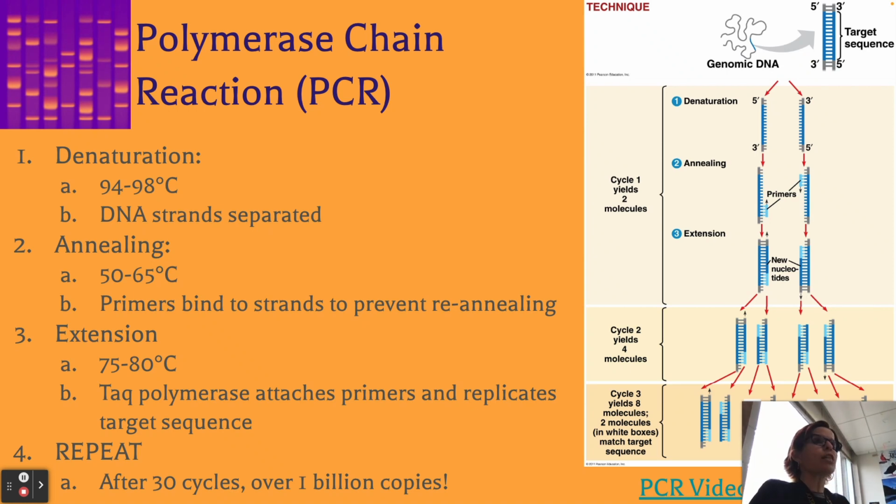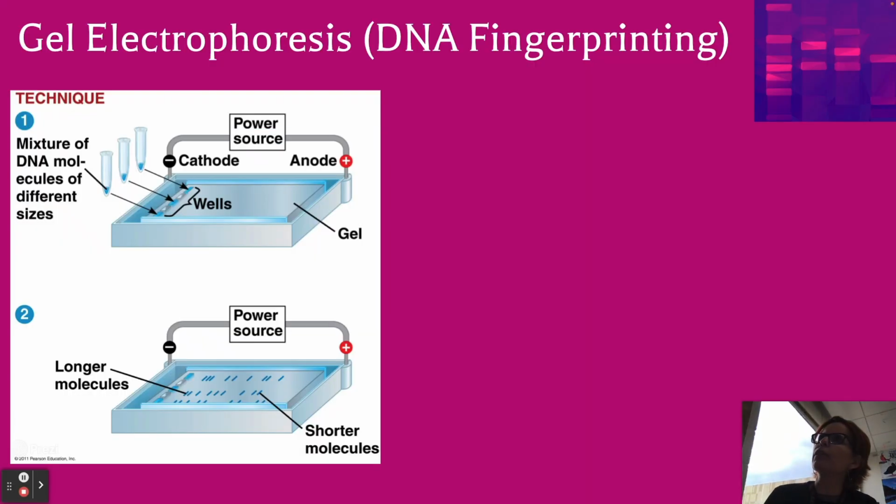Or if it's a gene of interest, let's say we've been working for 20 years to isolate the gene for insulin or the gene for human growth hormone, and we've got this one copy of it, we throw it in a PCR machine, and an hour later we have 1 billion copies of it. That's really great. Now we can work with it. Now we have something we can do with it.